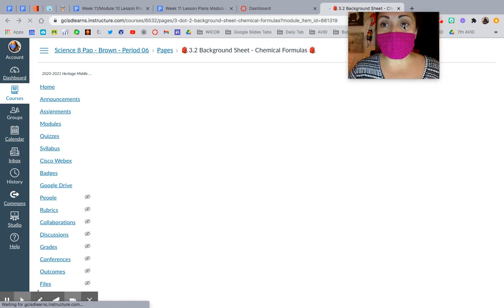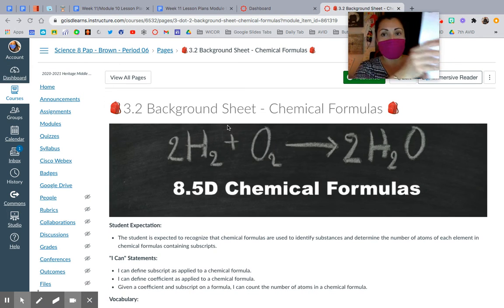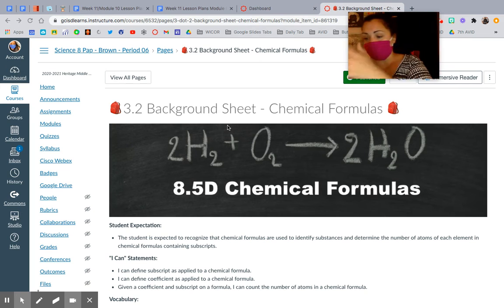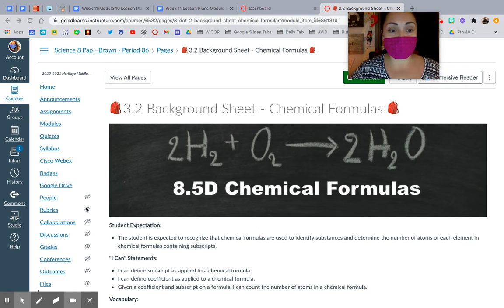So 3.2 background sheet. You are going to write down this chemical equation that comes across the top at the bottom of your sheet. So 2H2 plus O2, that arrow means yield, like a yield sign, 2H2O. So write this equation at the bottom of your worksheet. And I'm going to chat with you and we are going to talk about this.